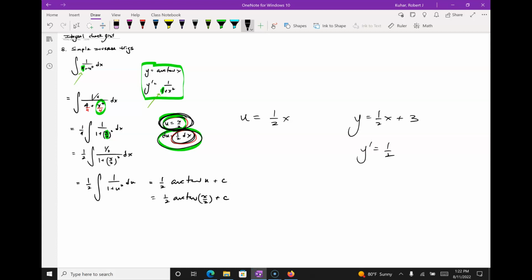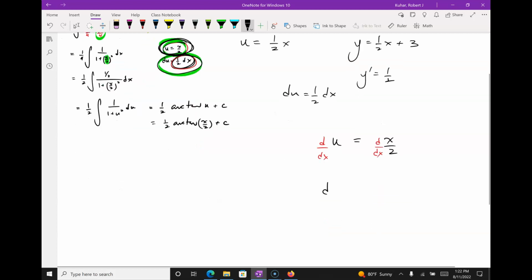That's right. So we keep it on the left, we keep it as a du. And then on the right-hand side, I get the 1/2 dx. Again, let's think of it this way. If u is x over 2, and then I use an operator of d dx, right? On the left-hand side, nothing changes. It's du dx. On the right-hand side, we know it's 1/2. And then I cross multiply, du is 1/2 dx.